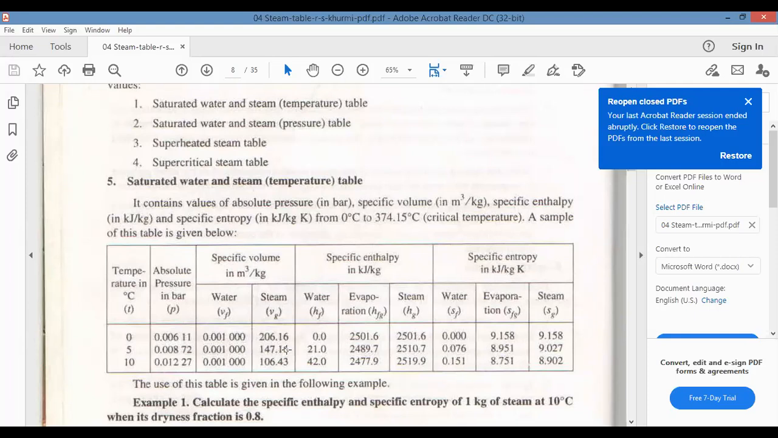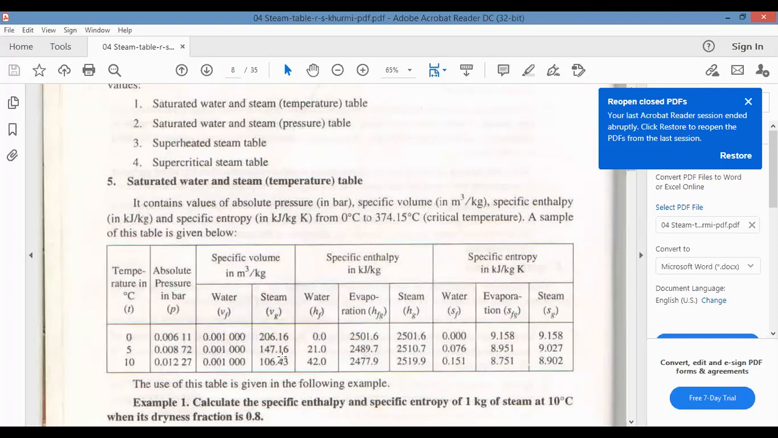So if you compare the specific volume of liquid water with the saturated steam, you will find that the specific volume of the saturated steam is many times larger. You just take the ratio of 106 by 0.01, and you'll find that many times is the increase in the volume during the phase change. So during the phase change, there is a tremendous increase in the volume.